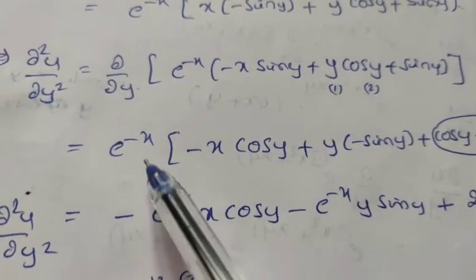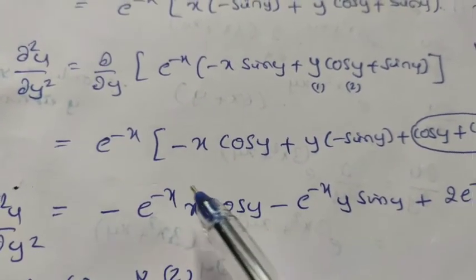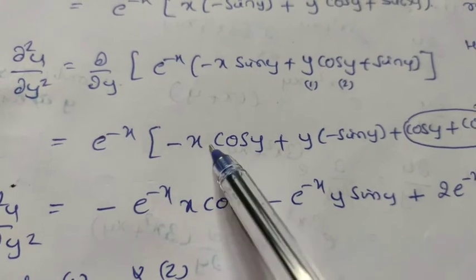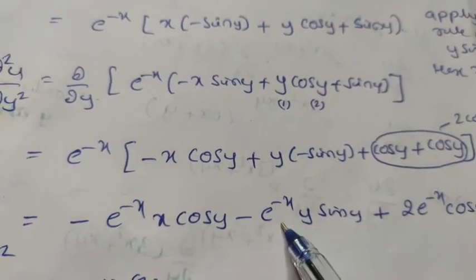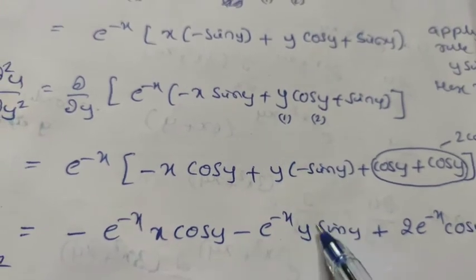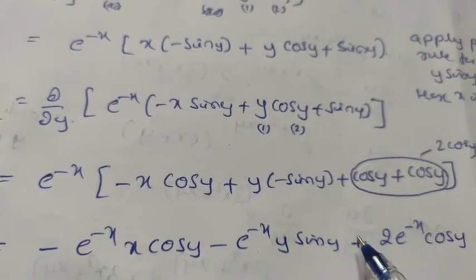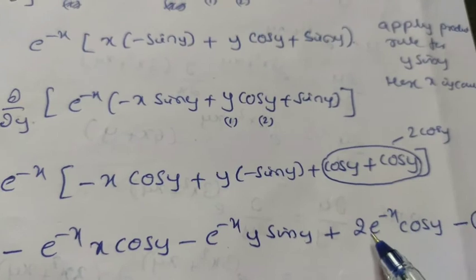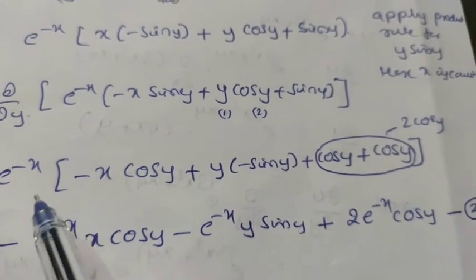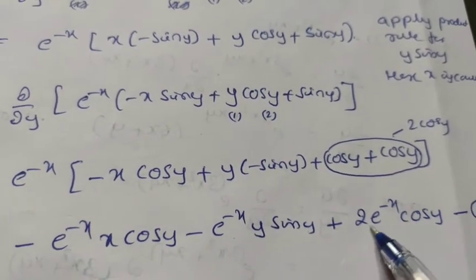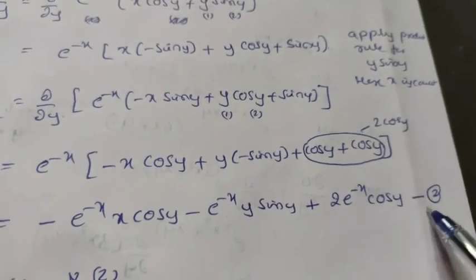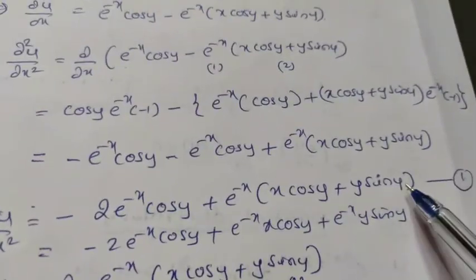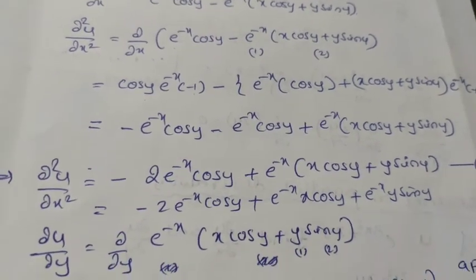Let us simplify this. So open this bracket. This is minus e raised to minus x into x cos y minus, you have to multiply all the terms with e raised to minus x. So e raised to minus x into y sin y. Then cos y plus cos y is 2 cos y. So it is 2 times of e raised to minus x into cos y. This is second equation.